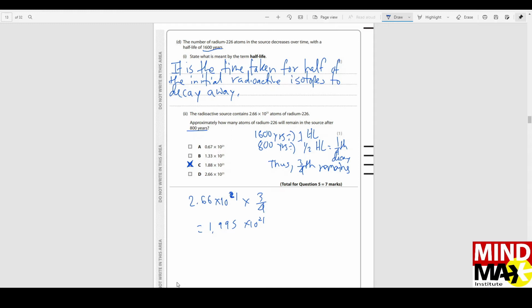Half of the half is going away. So half of half means what? 1/4. So out of the entire thing, only 1/4 is decaying away. That means we are left with 3/4. So if we multiply 3/4 with the initial amount, we will get 1.995 into 10 to the power 21.